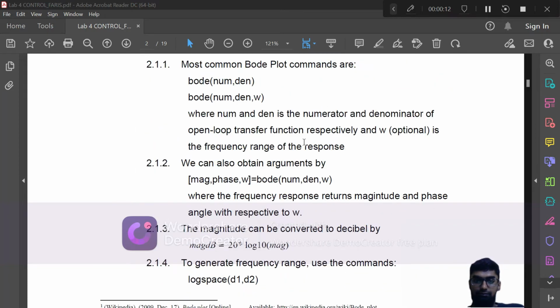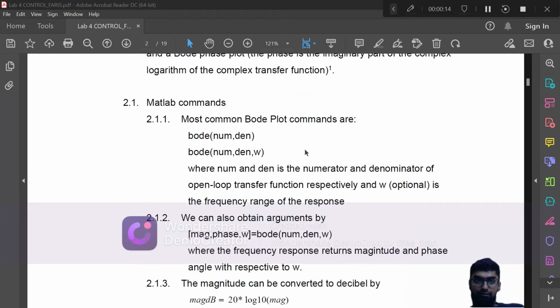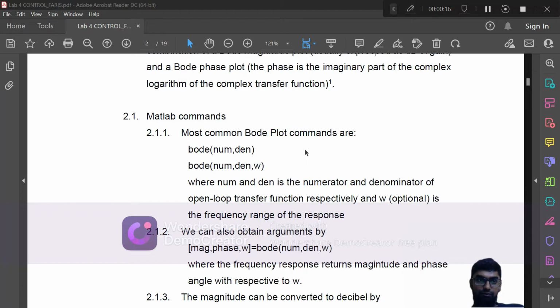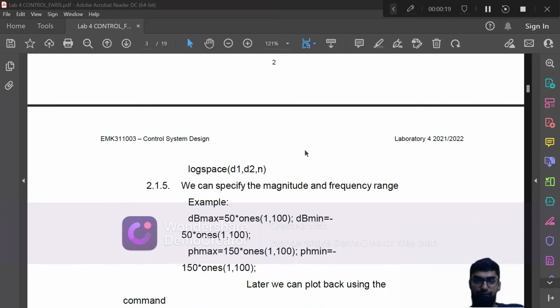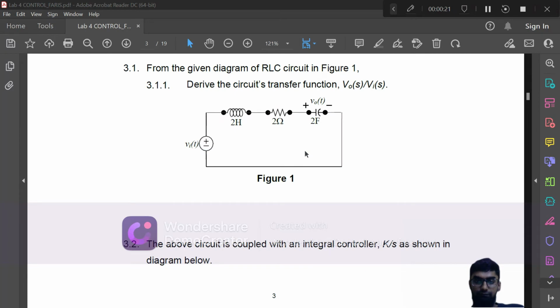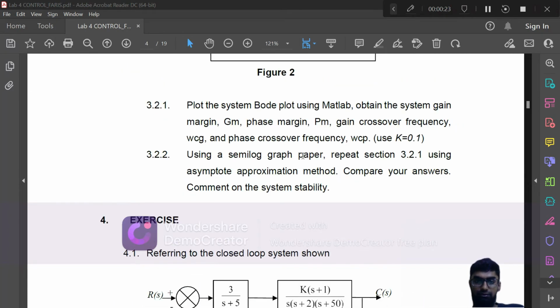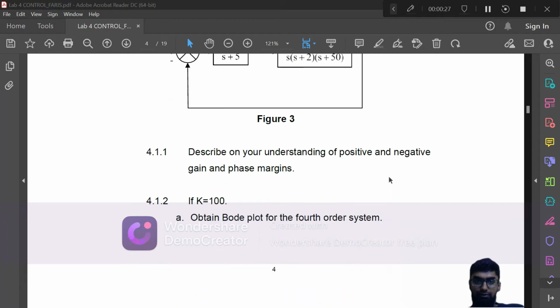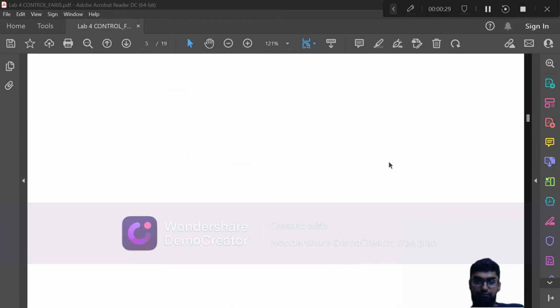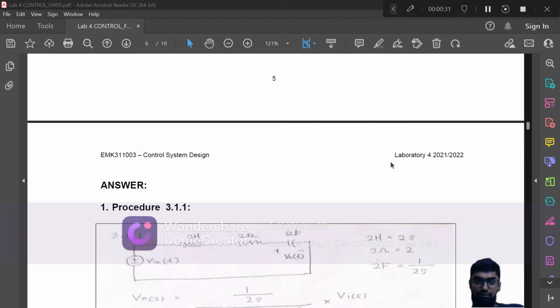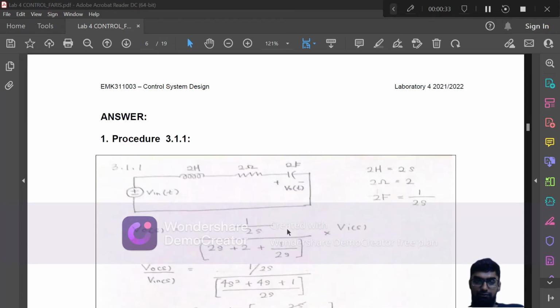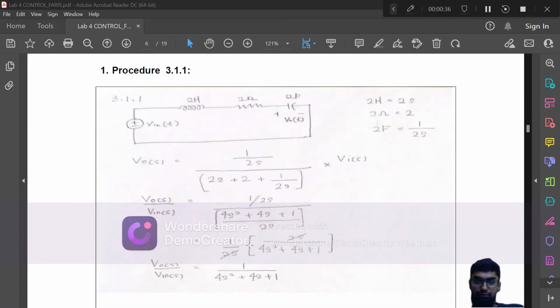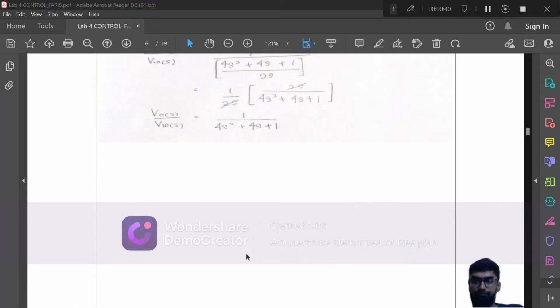Okay, now I have to present about Bode Plot in Block 4 control system. Okay, firstly we want to see the exercise given. So we make the calculation, and now we get 10s squared plus 4s plus 1.